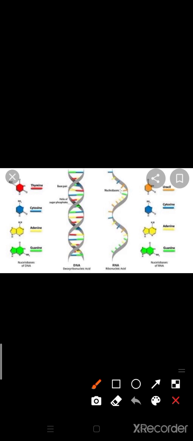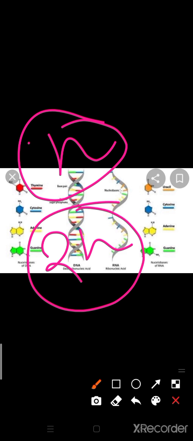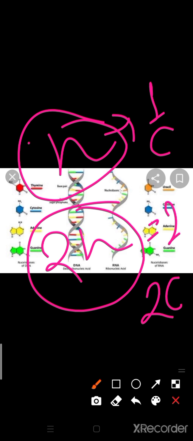C value means the total DNA present in one set of chromosomes, like N or 2N. N represents the haploid condition, 2N represents the diploid condition. So what is the C value? The C value of a haploid chromosome set is 1, or in the case of 2N it is 2, which I can write as 2C. So this is known as the C value of DNA content.